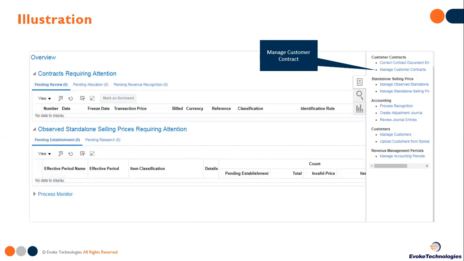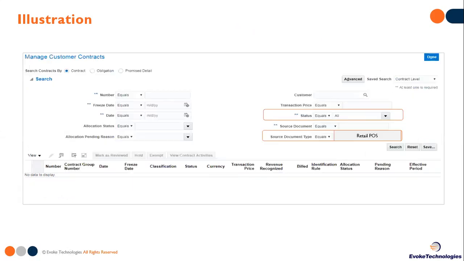The next is the revenue management period. Like any other subledger, revenue management also has its period, wherein we need to open the period for the transactions and for the revenue recognition process. Now, let us click on Manage Customer Contracts, which will take us to the next page.